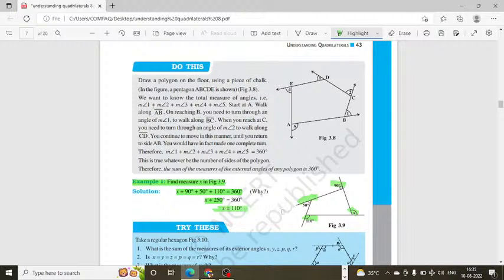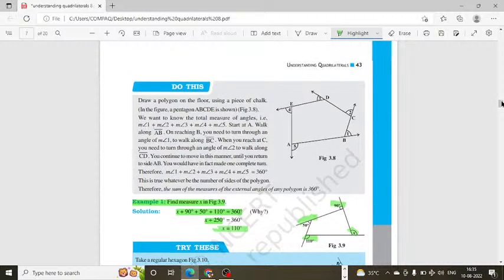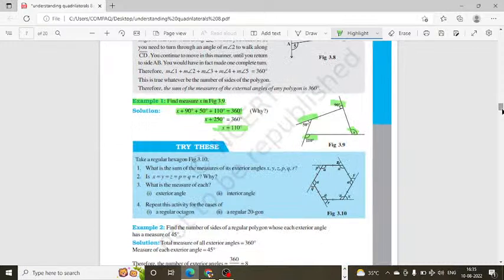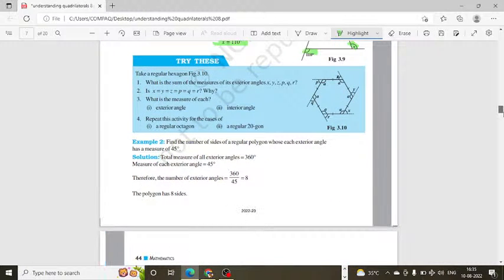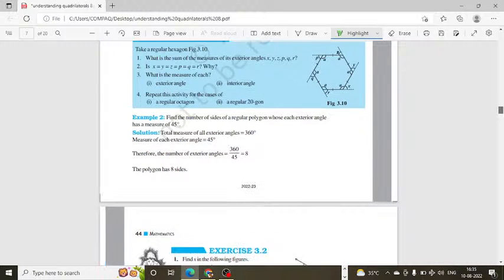So the value of x here we got is 110. So I hope you're clear over here, like how to find the exterior angle of a quadrilateral. And let's move to another question.